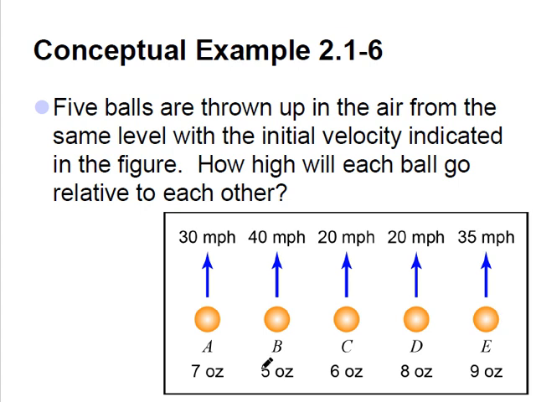So every time you look at it, you have to go 9, 8, 7, 6, and 5, meaning the ball is bigger. And then of course you can list it up: 9, 35, 20, 30, and then 20 again, and then this is 40. So that's how you look at your initial data. So how high will each ball go relative to each other? We need to compare because it's relative to each other.